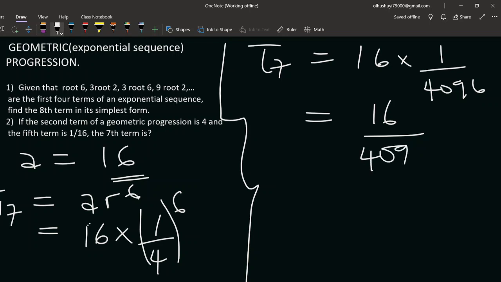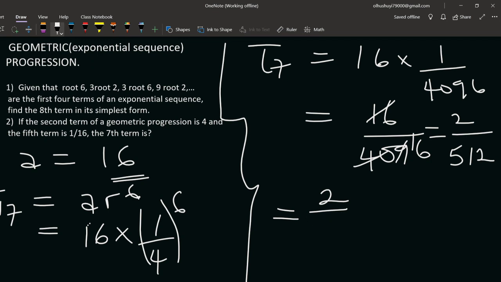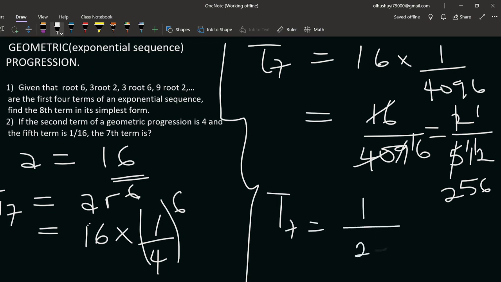What do we have? Breaking that down, we say okay, here we have 8 here is 2, 8 in 40, 5, 8 here 1 of 2, so that becomes 2 over 512, which we can break down further. We have 2 here 1, 2 here, 2, keep 1 here, we have 5, and 1 here, we have 6. So T7, the 7th term, is 1 over 2 to the power 56.